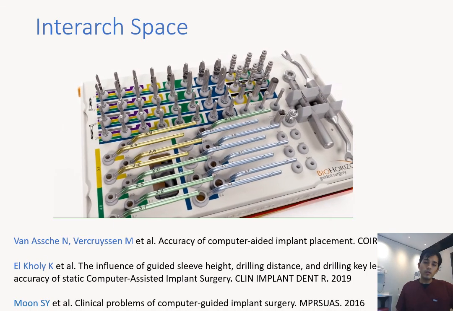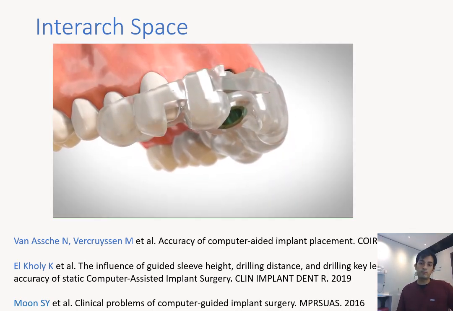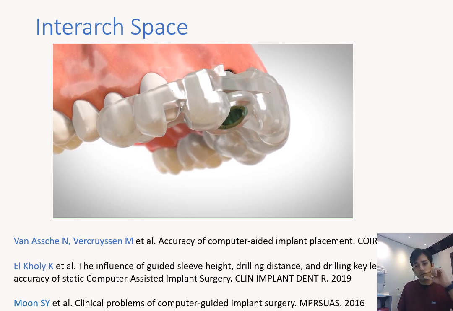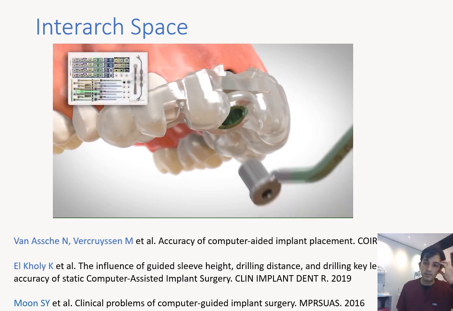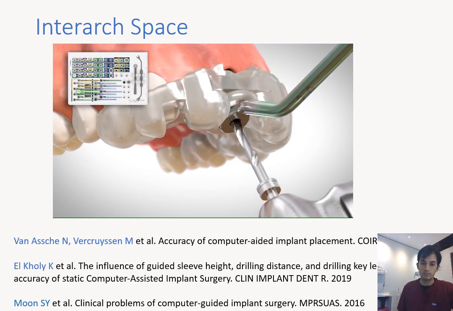And Munira, as well as Van Assche, Verkusen, and Karim Al-Kholi, they've all shown in their studies how much space you need. Firstly, how tall a guide, or a guide sleeve, should be to make sure it's accurate. Al-Kholi in his study last year showed that you need a minimum of 4 millimeters height of a guide sleeve for a fully guided case to be accurate. Anything less than 4 is not accurate. Anything more than 4 is desirable, but it chews into your interarch space. 4 really is the critical number.